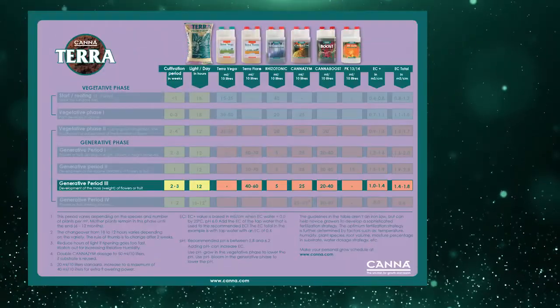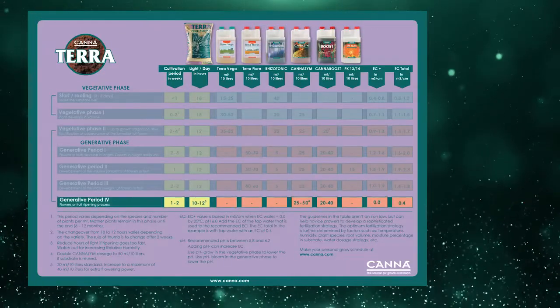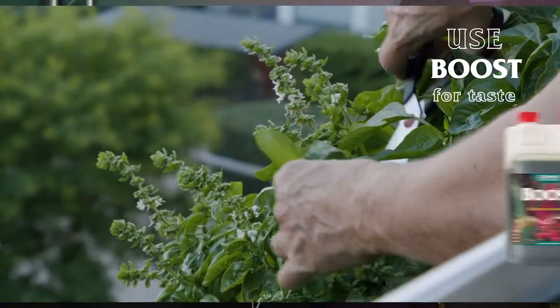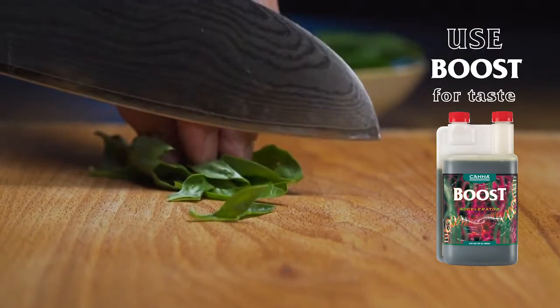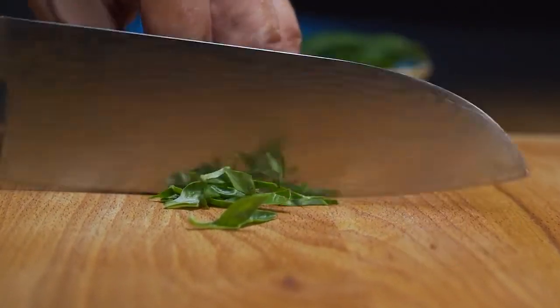And the final phase we call generative phase number 4, or the ripening phase. In this phase we don't give nutrients at all. Just water and maybe some additives to influence the taste or the amount of terpenes of the plant. For example, Basilicum: if you add some boost till the end, you will smell the quality. The ripening phase is driven by temperature. So if the plant gets too hot, your ripening goes too fast.